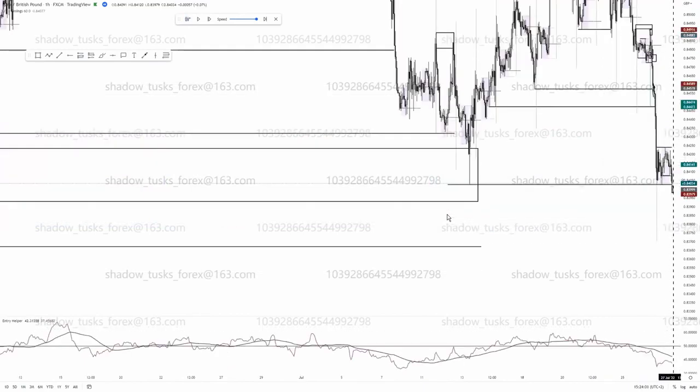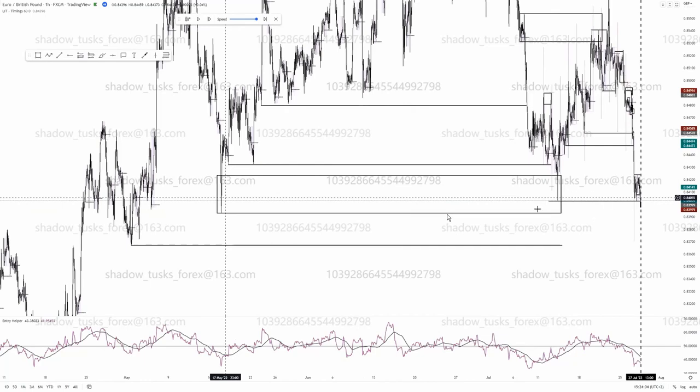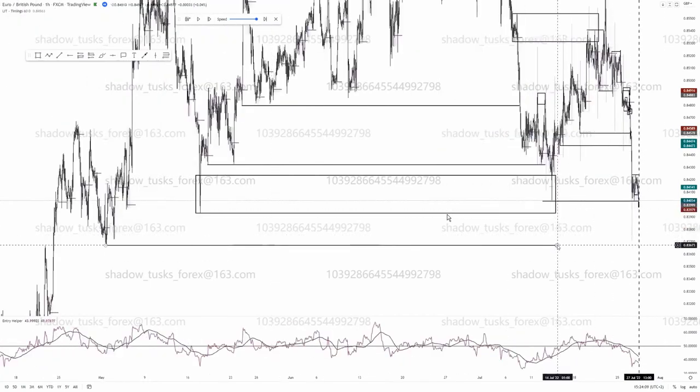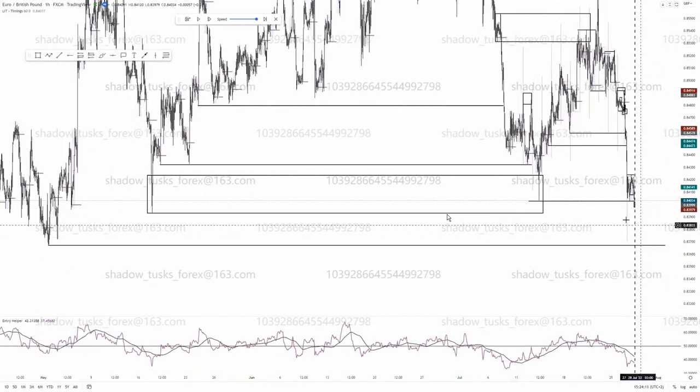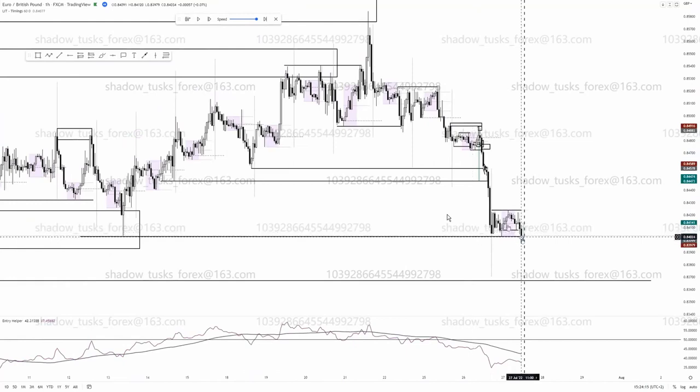Okay, perfect. So we know that we're still within this zone. 1, 2, 3 taps within this zone. Here's our likely next target, but we do know that we can get a pullback because we've had a build-up of liquidity, a reaction from it, and now we can get a pullback.